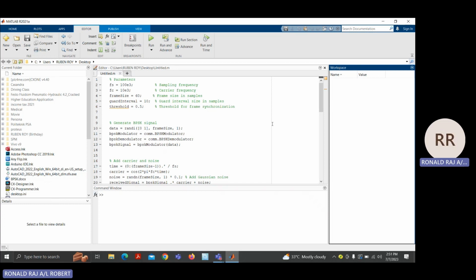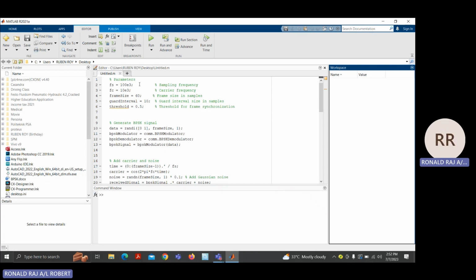This code demonstrates the process of generating a binary phase shift keying signal, adding a carrier and noise, performing frame synchronization using peak detection and cross correlation, and plotting relevant signals for analysis. Here are the detailed explanations of the coding.